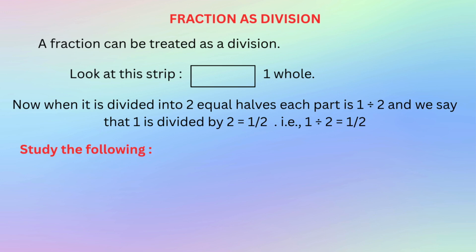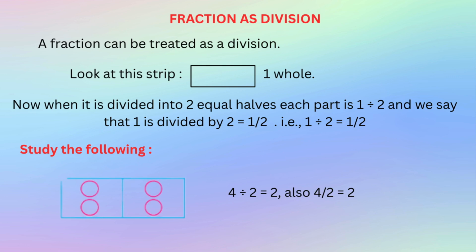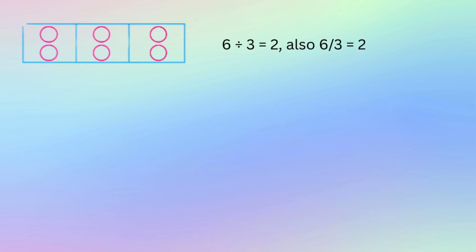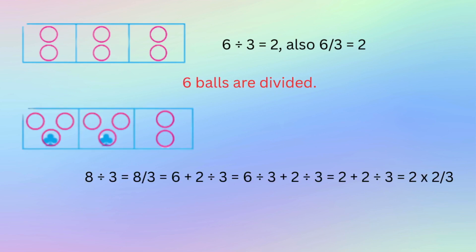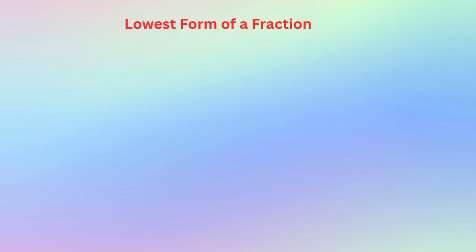Study the following. 4 divided by 2 equals 2, also 4/2 equals 2. 4 balls are divided. 6 divided by 3 equals 2, also 6/3 equals 2. 6 balls are divided. 8 divided by 3 equals 8/3 equals (6+2)/3 equals 6/3 plus 2/3 equals 2 plus 2/3 equals 2 and 2/3. 8 balls are divided.